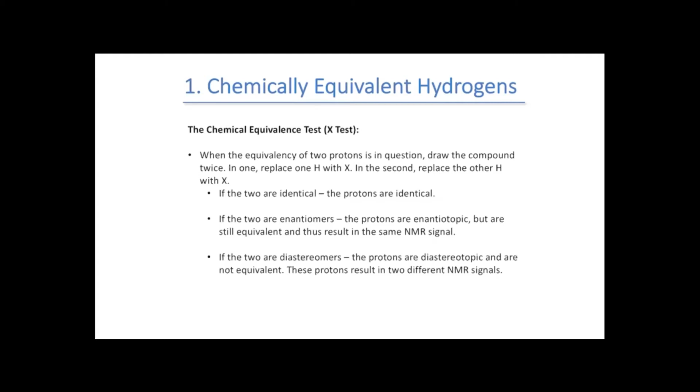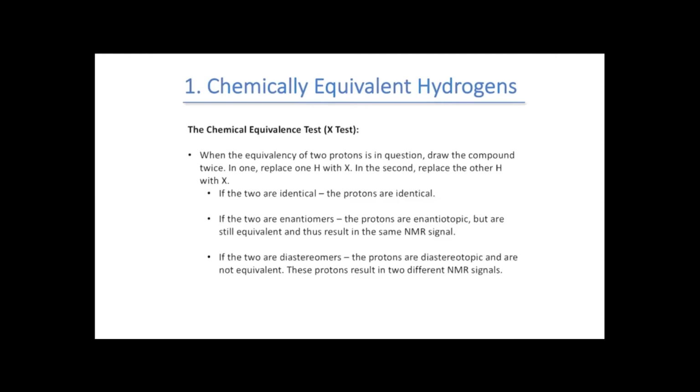In this test, you would draw the compound twice. In one of the drawings, you'd replace one hydrogen with an X. In the second drawing, you'd replace the other hydrogen with an X. If the two new structures you drew that contain the X are identical to each other, then the protons have to be identical. If the two structures are enantiomers, then the protons are enantiotopic, but they are still equivalent. So they would give one signal in the NMR spectra.